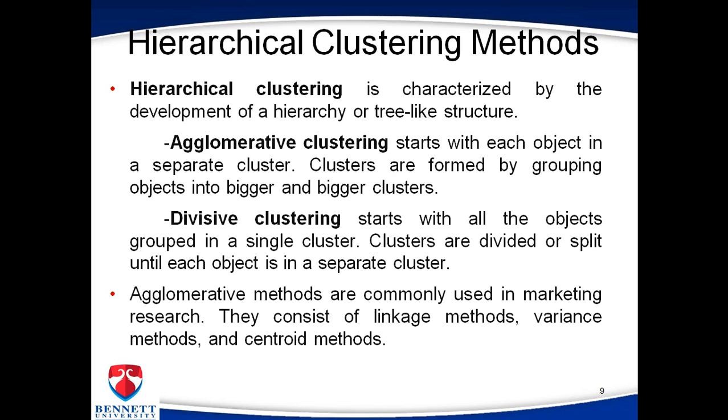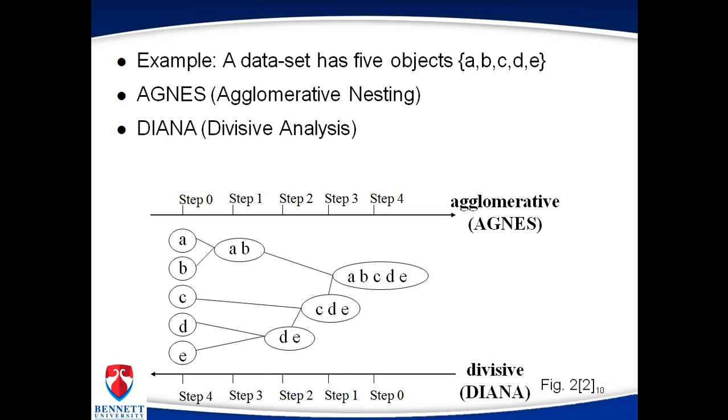Divisive means that we start with the big cluster and further divide and split it until each object is in a separate cluster, until a single outlier is divided into its own cluster. So basically, of the two methods, agglomerative is Agnes and divisive is Dyna, the divisive analysis.